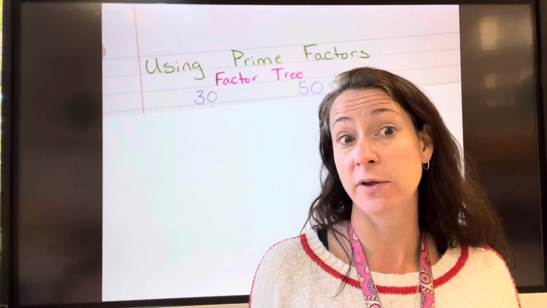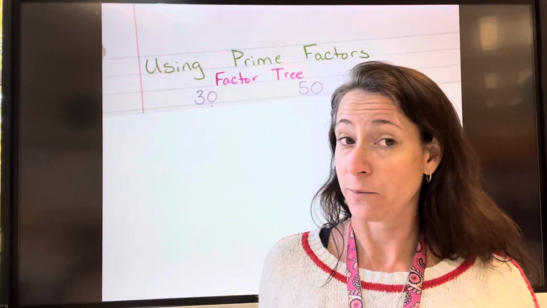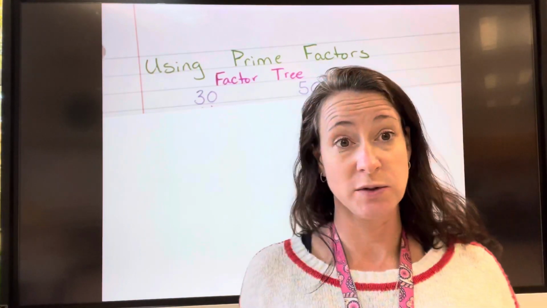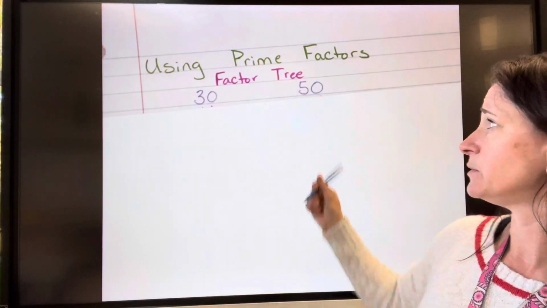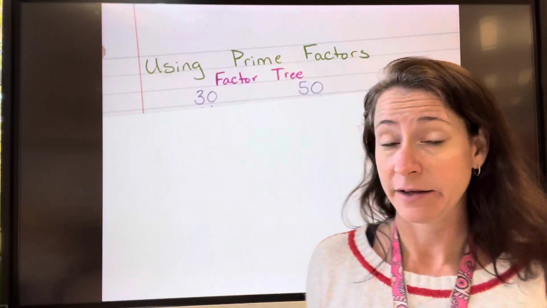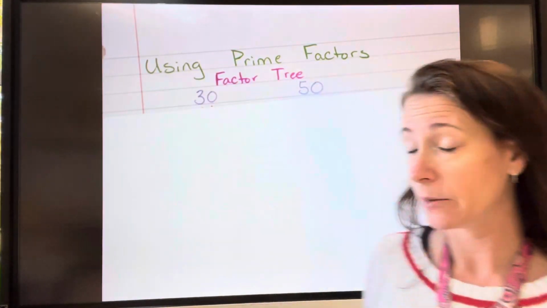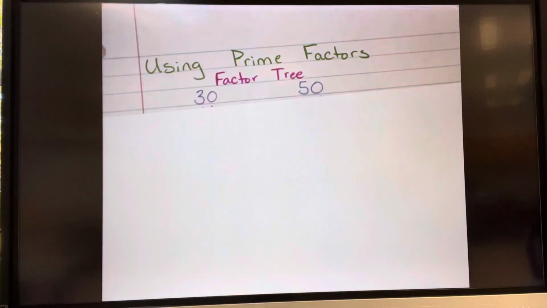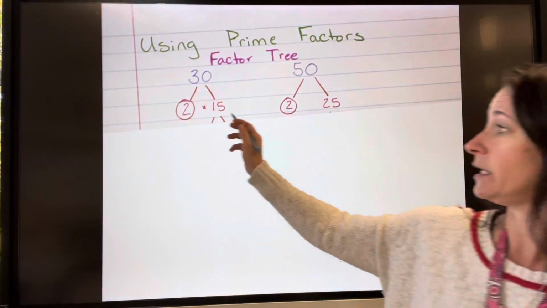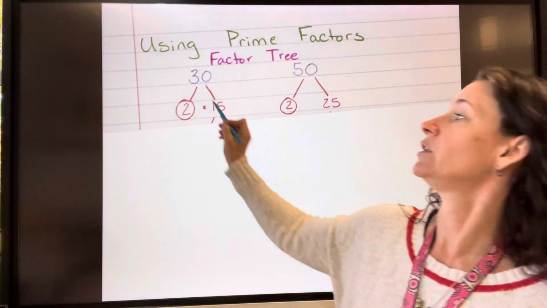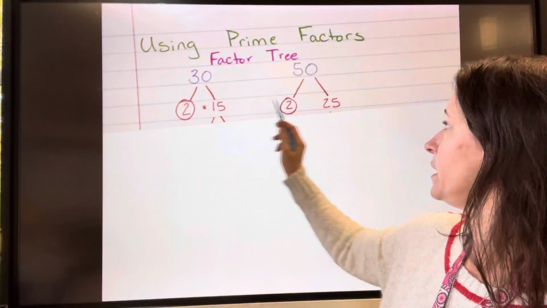We see that they're both even numbers, so we know they're both divisible by 2. So if they're both divisible by 2, that means 2 is a factor. So 2 times what is 30? And 2 times what is 50? So we're going to pull out that 2. 2 is a prime number. So we pull out the 2 and we get 2 times 15 and 2 times 25. And you go ahead and circle your prime numbers. And now you're left with 15 and 25.